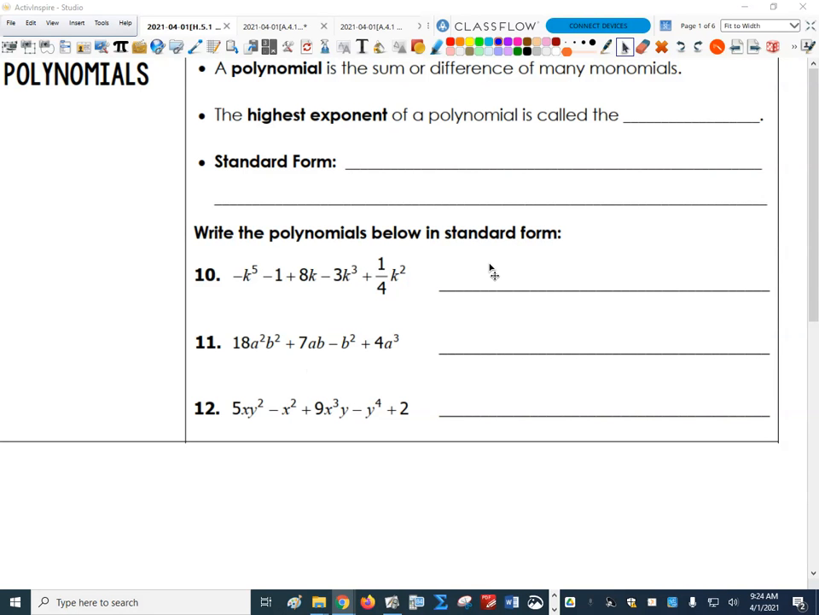Poly means many, and so polynomial just means many terms. A polynomial is the sum or difference of many monomials. Each term in a polynomial by itself we could consider to be a monomial, right? And so all the properties of monomials that we discussed last time would apply.